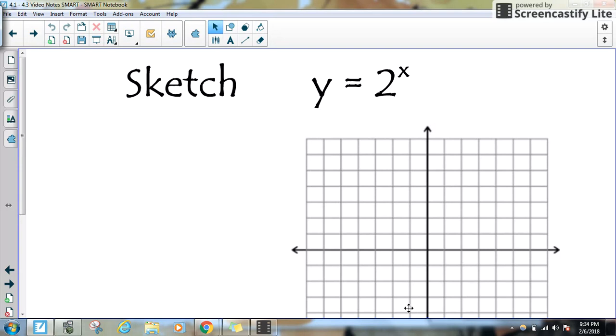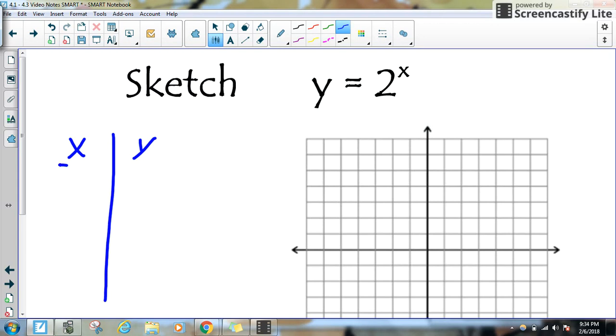So in order to graph an exponential function, you got to make a data table. You got to make an x, y data table, okay? Now in order to make it really accurate, you want to make sure that you include some negatives, 0, and some positives. So I usually do the window of -2 to +2.